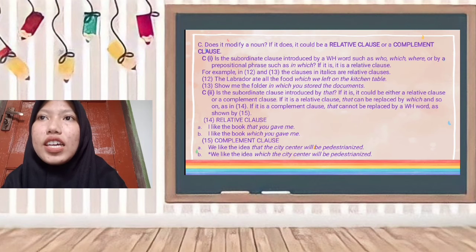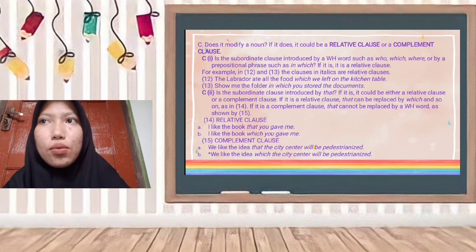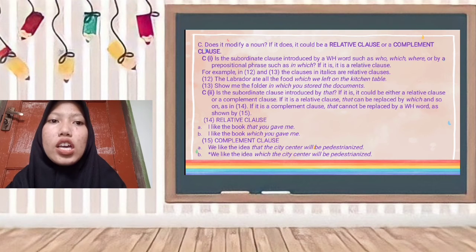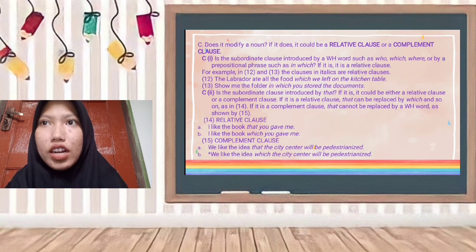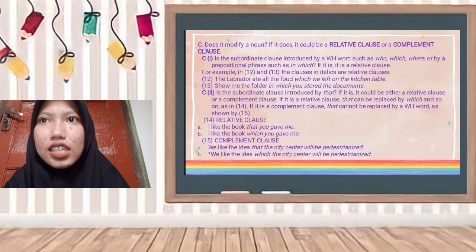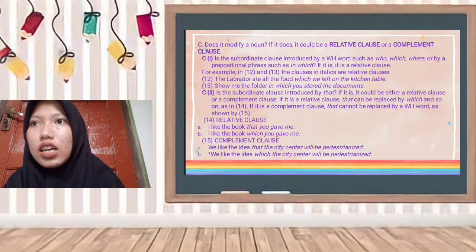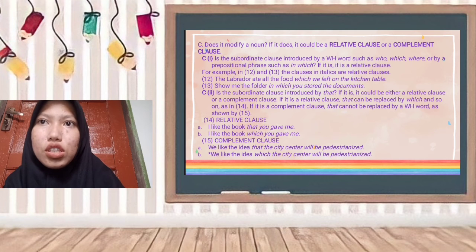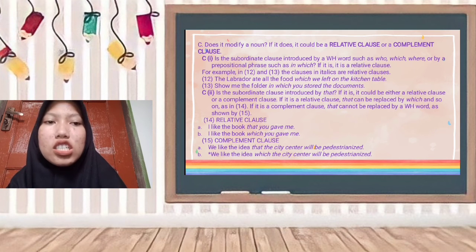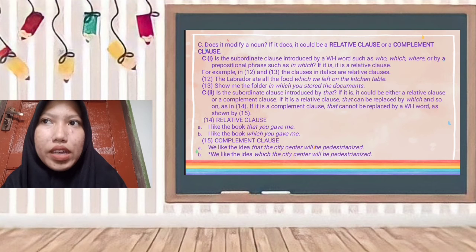C. Does it modify a noun? If it does, it could be a relative clause or a complement clause. C1. Is the subordinate clause introduced by WH words such as who, which, where, or by a prepositional phrase such as in which? If so, it is a relative clause. For example, in number 12 and 13, the clauses in italics are relative clauses. Number 12. The brother ate all the food which we left on the kitchen table. Number 13. Show me the folder in which you stored the documents.